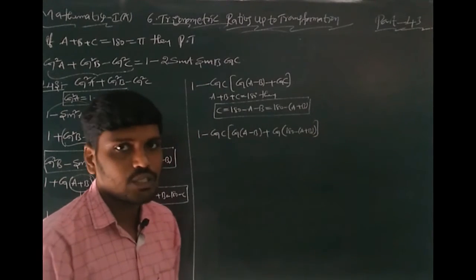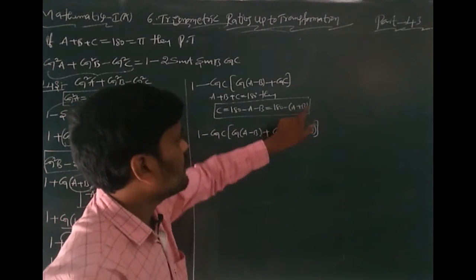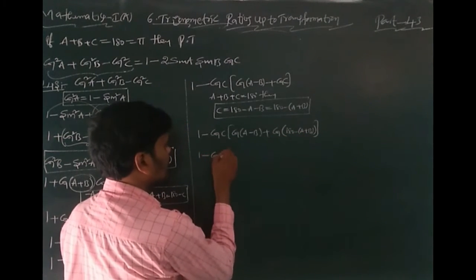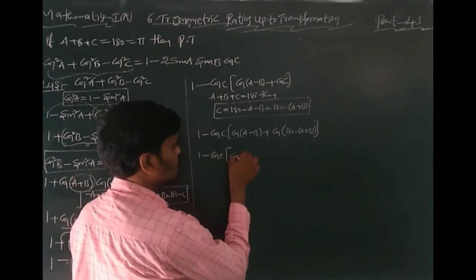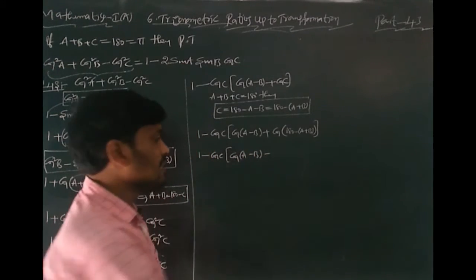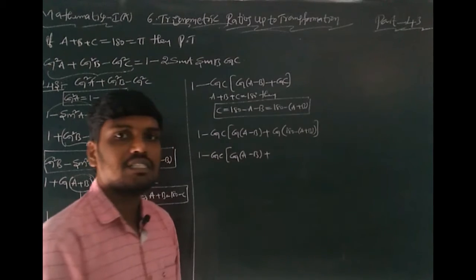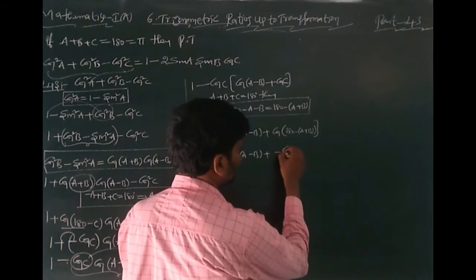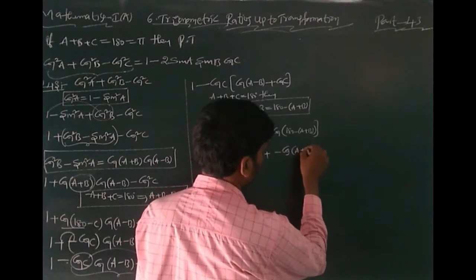Okay students, understood or not? In place of C, 180 minus of A plus B. 180 minus theta, which quadrant? 180 minus theta, second quadrant. In the second quadrant, cos is negative. 180 is even, so cos remains cos of A plus B.